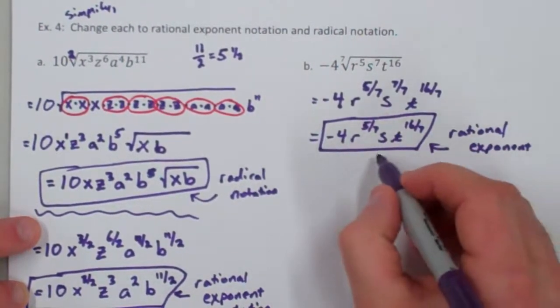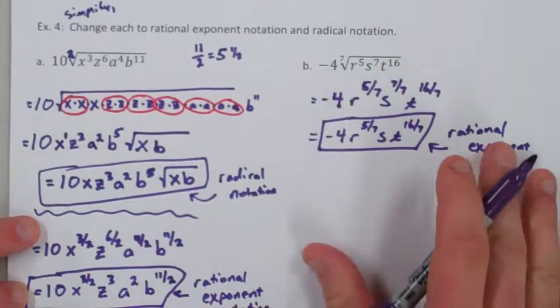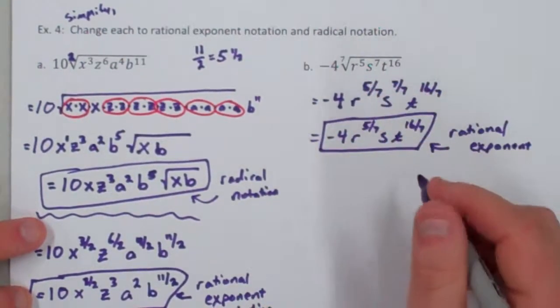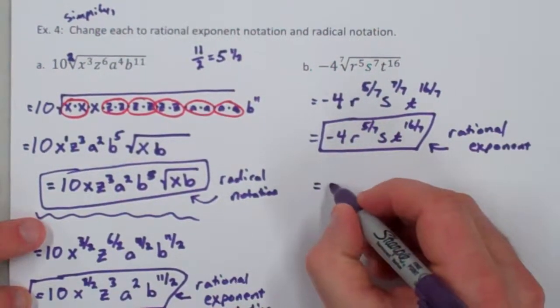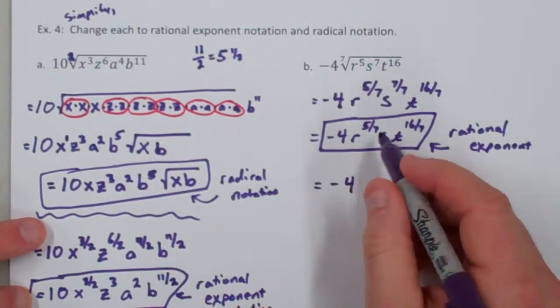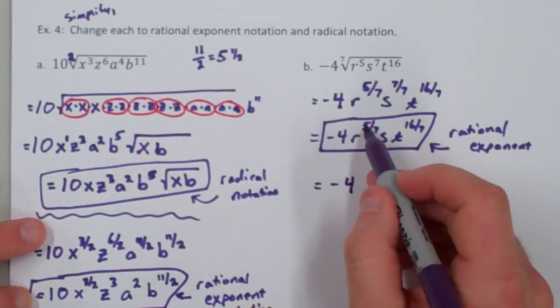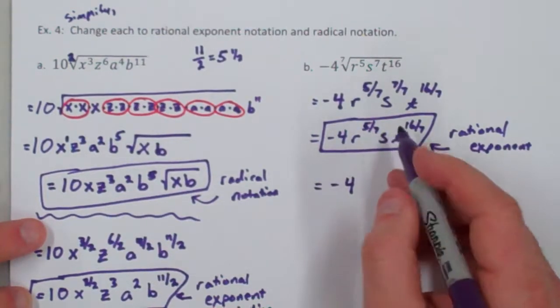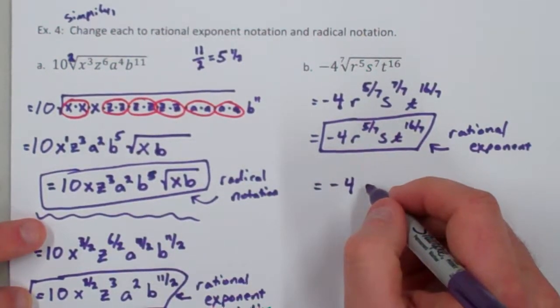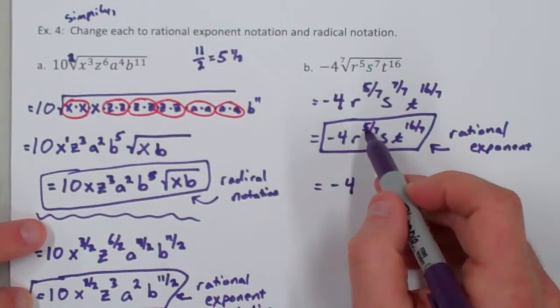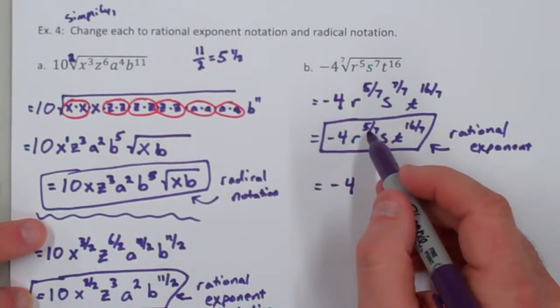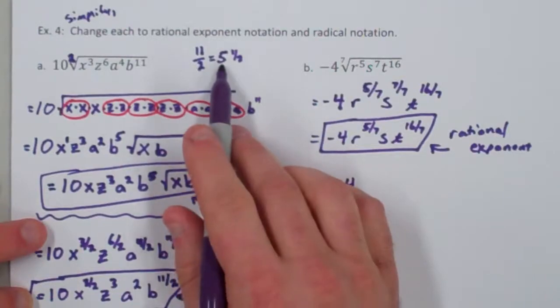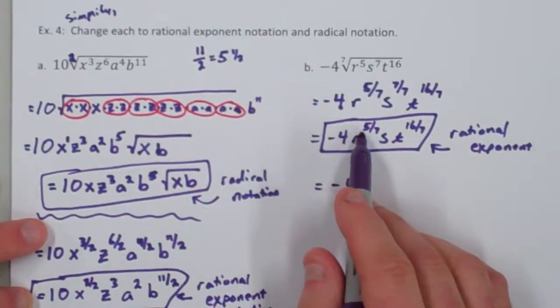So if we change this back into radical notation, we can see that the -4 is fine on the outside. The r to the 5 over 7, when we take 5 divided by 7, there is no remainder. So there will be nothing that comes outside here. Excuse me, the remainder is 5. I should have said that a little bit differently. There is no whole number, though. That's what I meant to say. There is no whole number part.